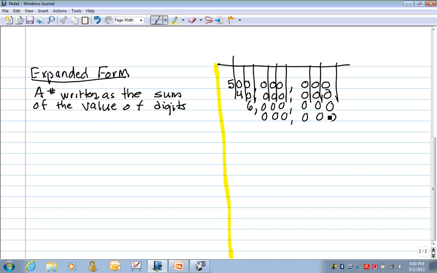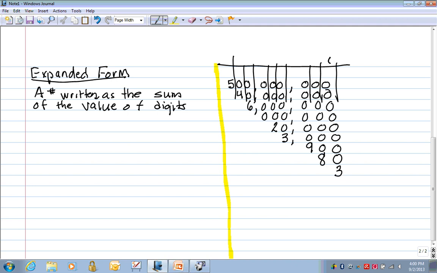The next digit is a 2, and that is in the 10,000th place. So the value of that number is 20,000. The next digit is a 3, so the value of that is 3,000. The next digit is a 9, so the value of that is 900. Then the next digit's an 8, so the value of that 8 is 80. And the last digit is a 3, and that is 3 ones.